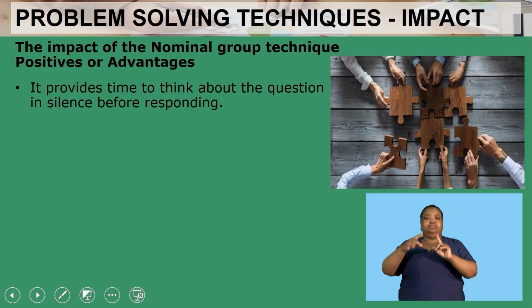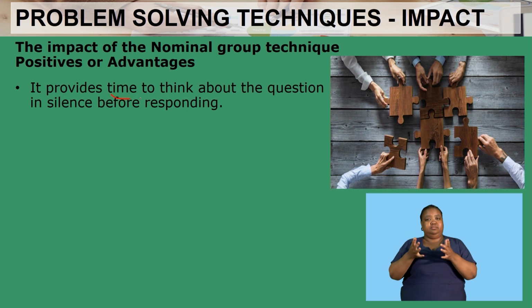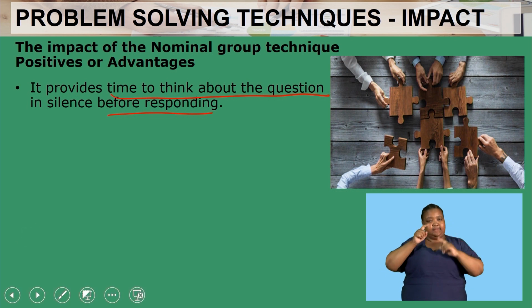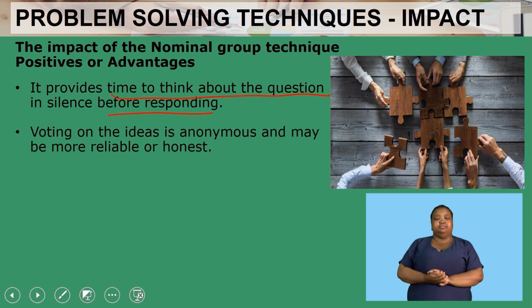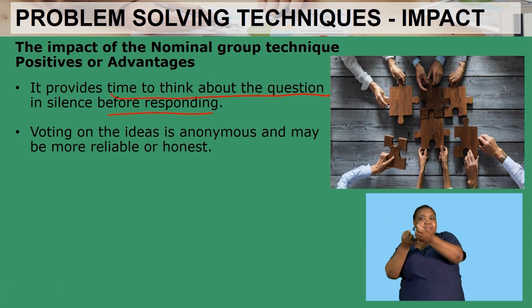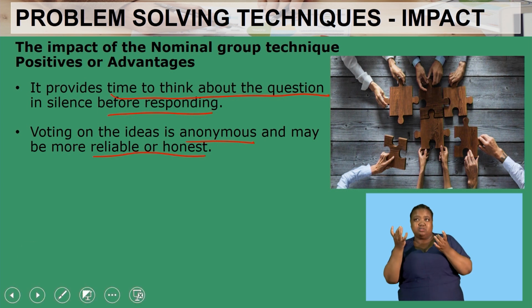Right, since we've done the application, we're moving to the impacts. Remember I said we have the applications, and afterwards we've got the impacts, which are the positives and the negatives. Don't forget that. With the positives, it provides time to think about the question in silence before responding. So you have to think it through first before you give your response. Voting on the idea is anonymous and may be more reliable or honest because it's anonymous.